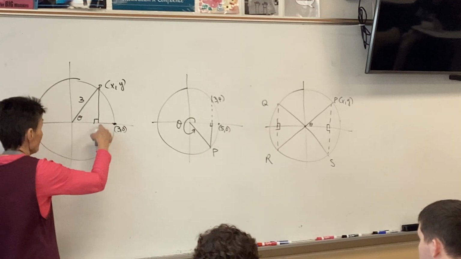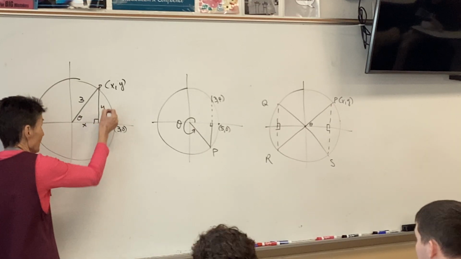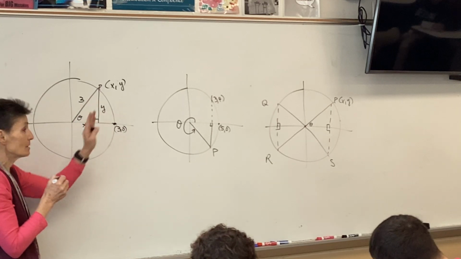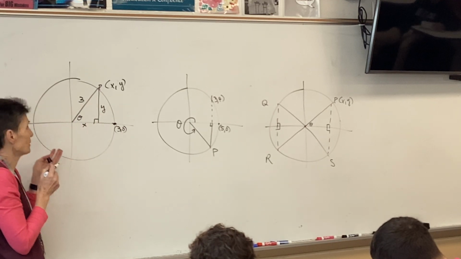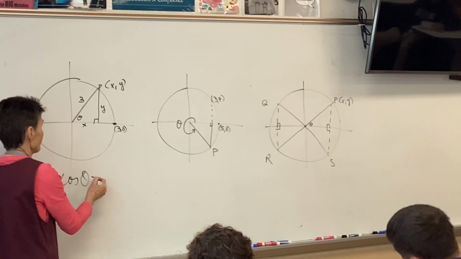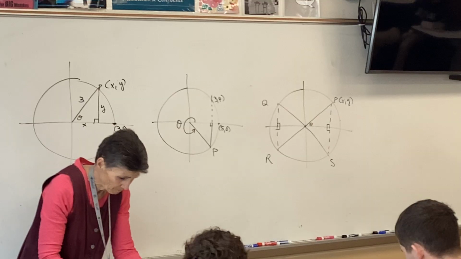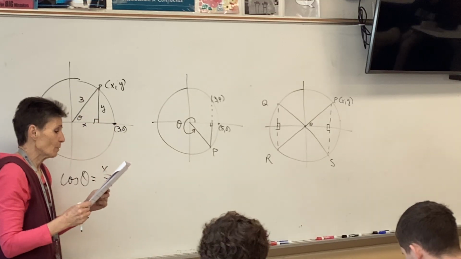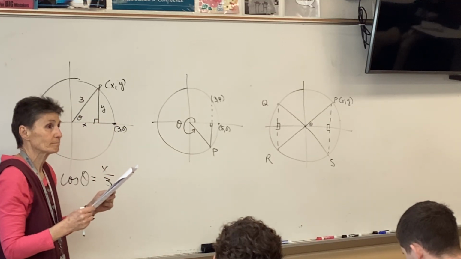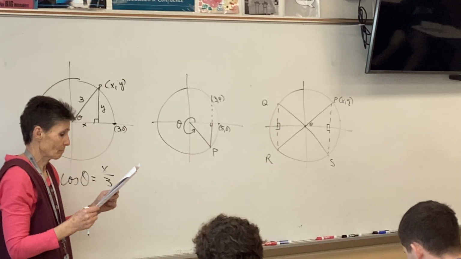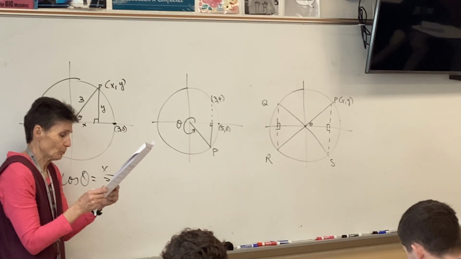And since this is the point x, y, can't I label my triangle like that, left or right x, up y? So what's the cosine? That's an easy question. The cosine of theta is x over 3. That's it, x over 3. So what is that, A? All right, how about example 2?